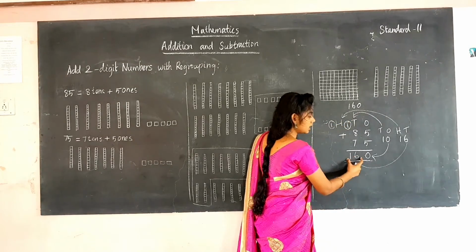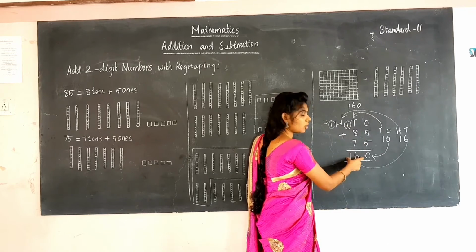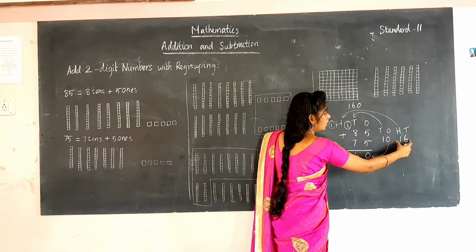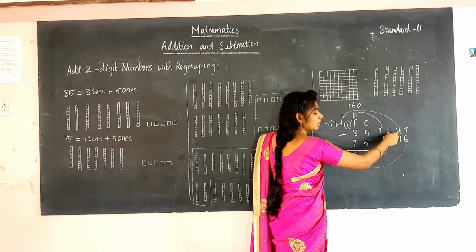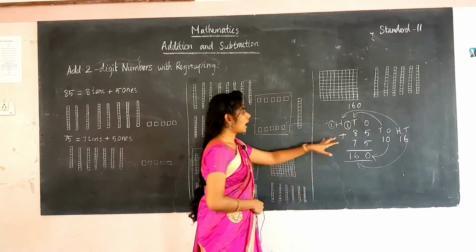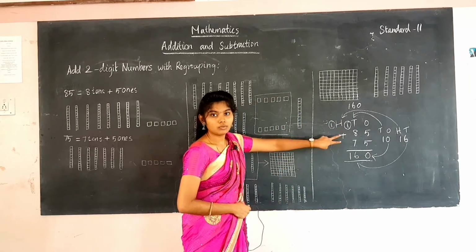I wrote 16 after adding the number because it is the last number, so we can write it as 16, or you can write the number 16 outside and you can give the places and then you can take the number like this also. So this is adding 2-digit numbers with regrouping.